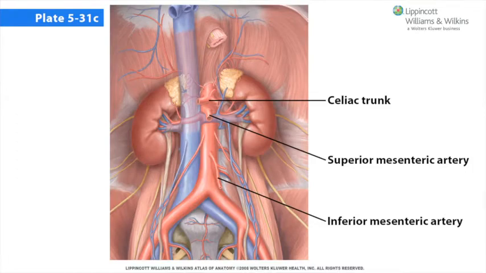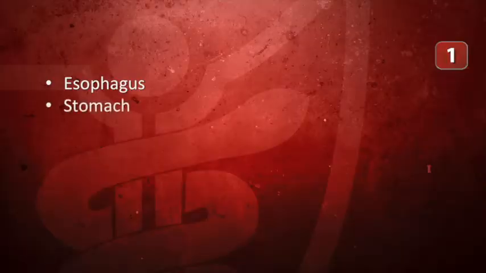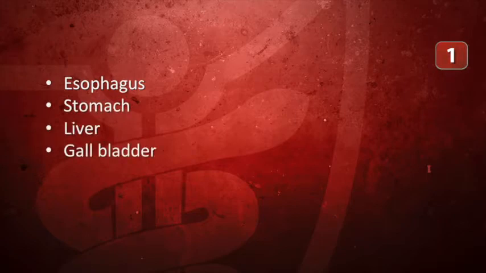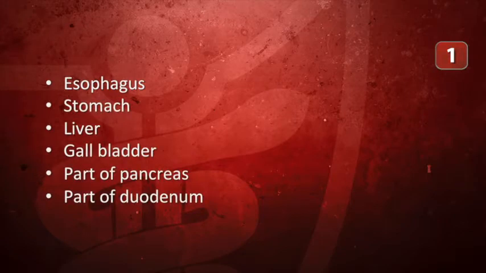The celiac trunk supplies structures that arose from the foregut of the embryo, namely the esophagus, the stomach, the liver, the gallbladder, and part of the duodenum and pancreas. The celiac trunk usually gives off three branches: the splenic, the left gastric, and the common hepatic.